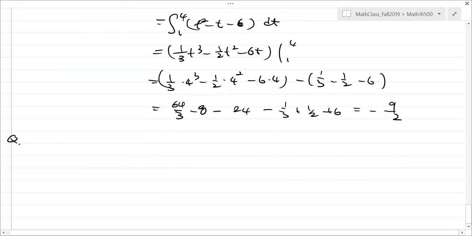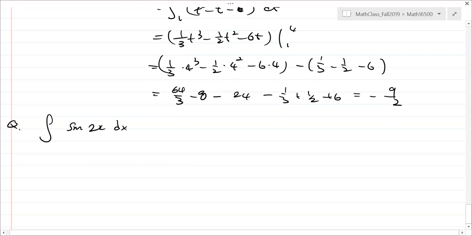Let's try to figure out the integral. We already studied the chain rule, right? So the integral of sine 2x dx. It's not going to be just cosine x. So what we do is guess and try.